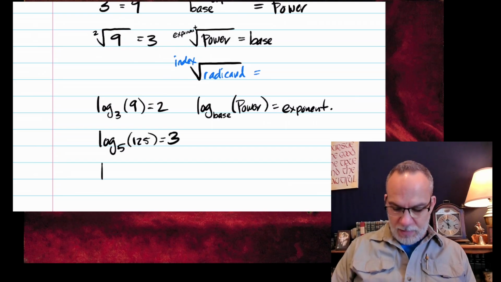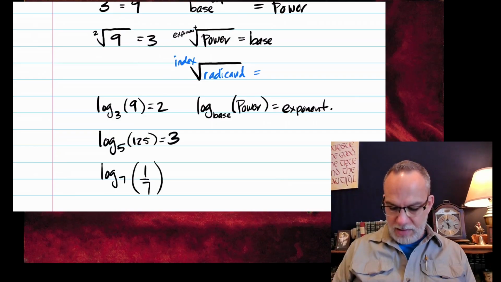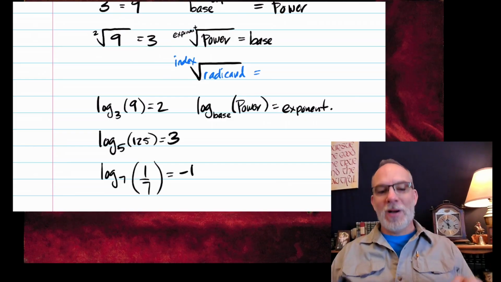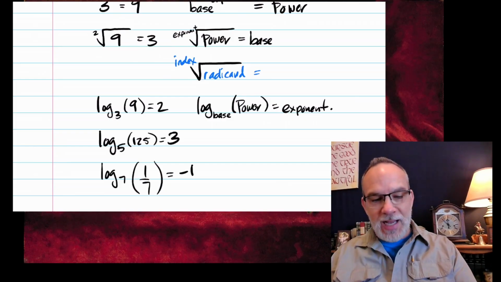Let's do another one. Let's do a fun one. How about log base 7 of 1/7? You're like, what in the world? Isn't that negative 1? You know about negative exponents? 7 to the negative 1 is 1/7. Yeah, so anyway, I hope that that's a little bit helpful. Those three things go together.